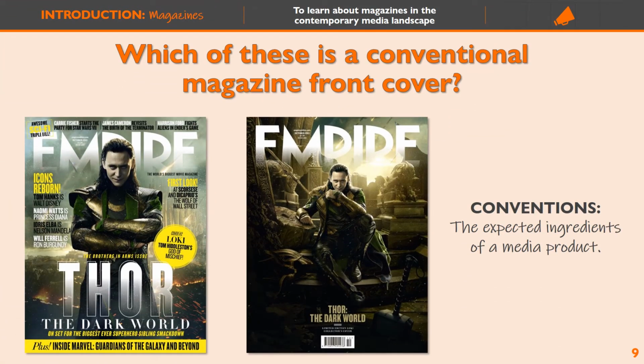Here we have 2 copies of a magazine front cover, both for the same magazine. However, they do look very different. One of them is a conventional magazine front cover. That means it's what we would expect to see on a magazine front cover. Whereas the second one is not as conventional. Do you have any idea why this might be?